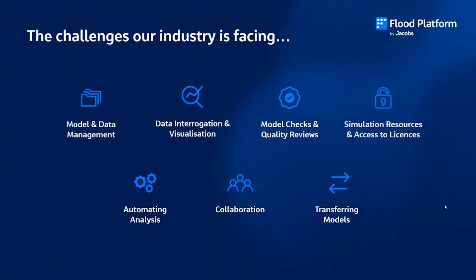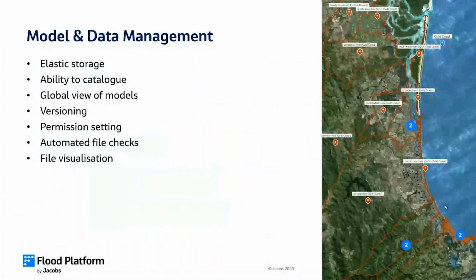So we'll start with model and data management. The solution inside Flood Platform entails these components. We've got elastic storage, so it doesn't matter how big your flood models are, we can host those. We've got the ability to catalog models, so there's no weird folder naming structures, everything's saved in the same way so that we can find things.